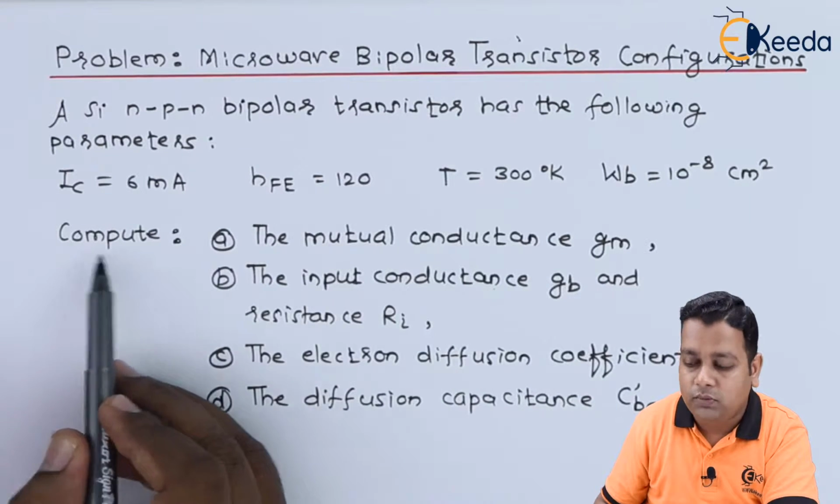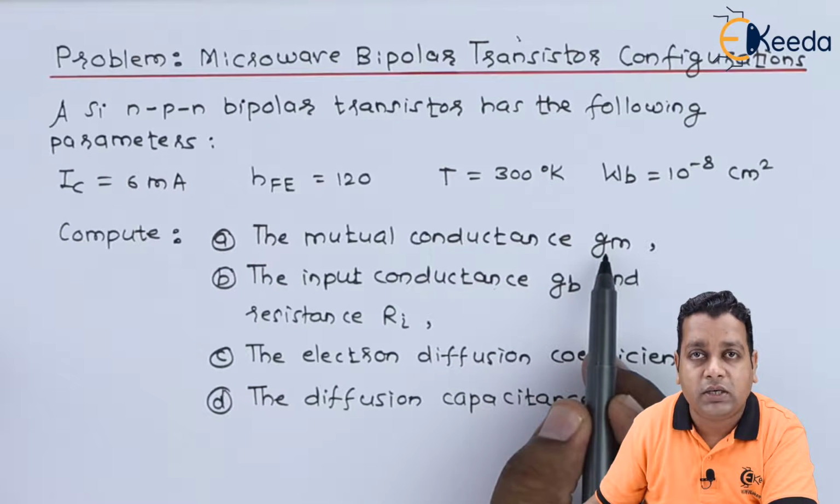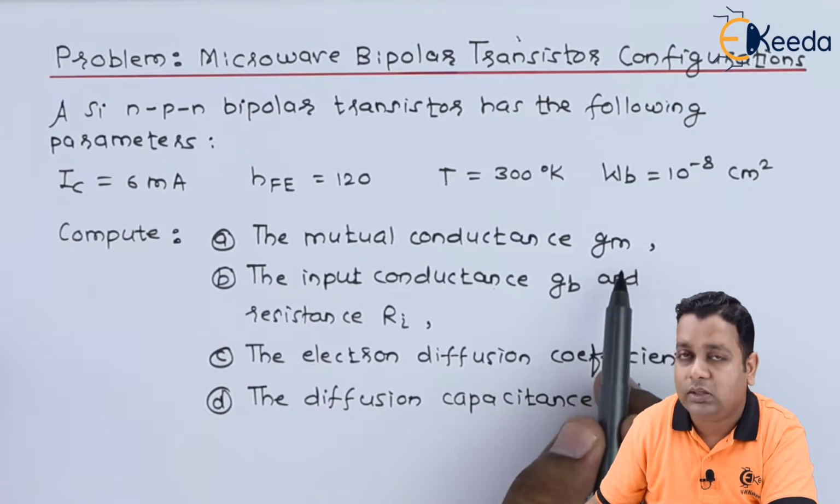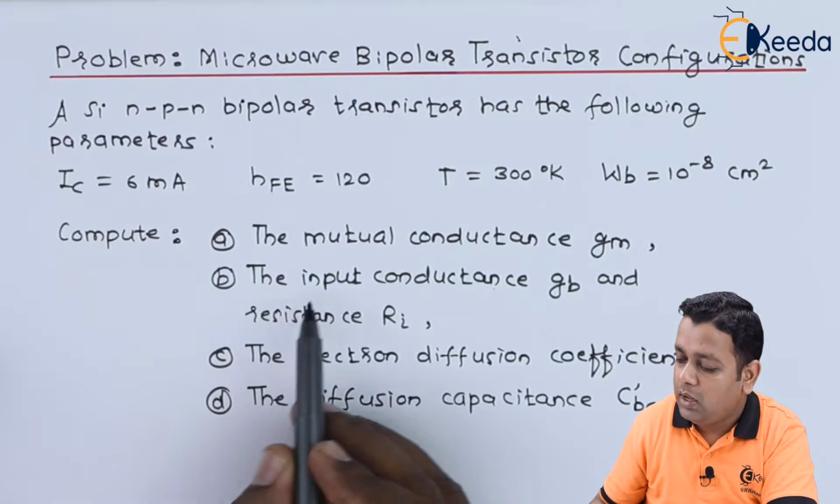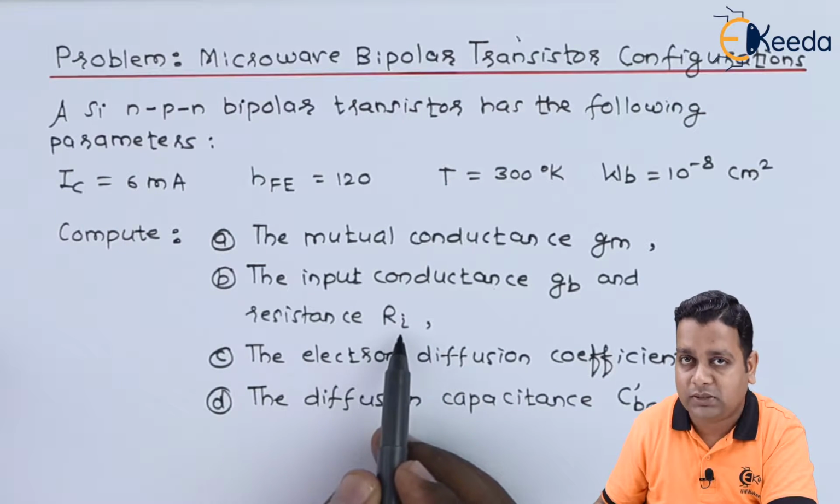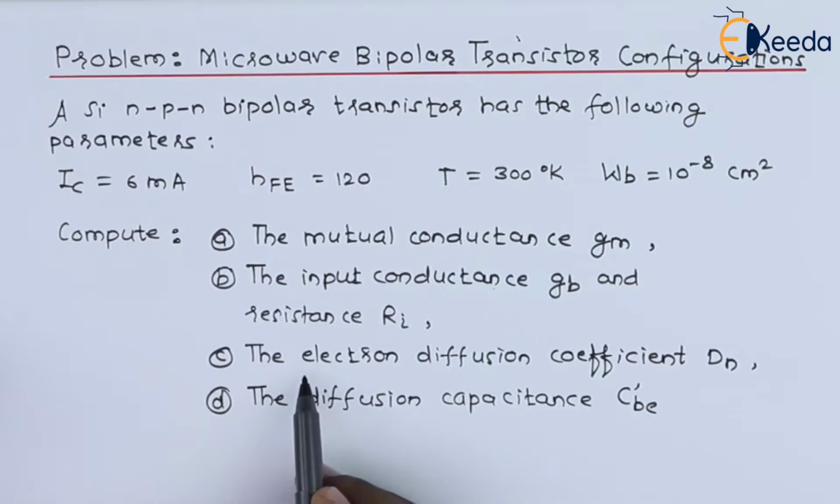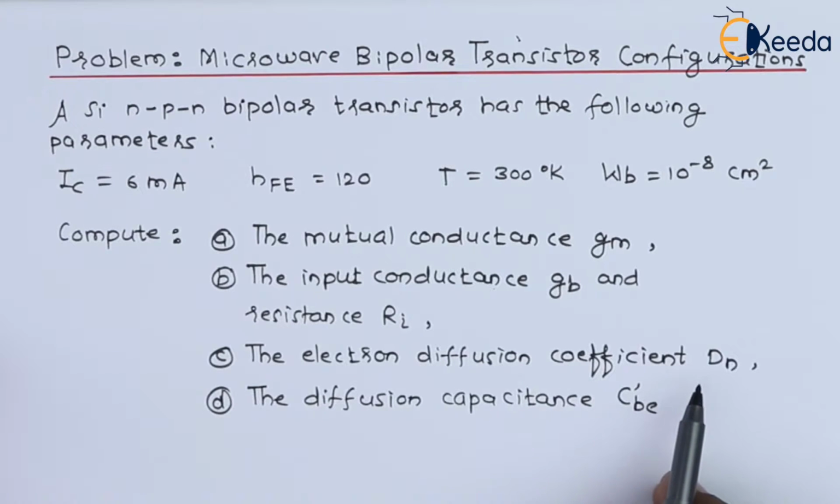We are asked to compute in the part A the mutual conductance that can be represented by Gm here. G will be having a suffix small m. In the part B, we are required to compute the input conductance G suffix B and the resistance capital R suffix I. In the part C, we require the value of the electron diffusion coefficient represented as capital D suffix small n. And lastly, we require the diffusion capacitance denoted as capital C suffix BE dashed here.